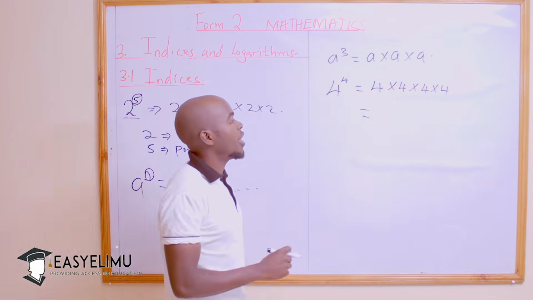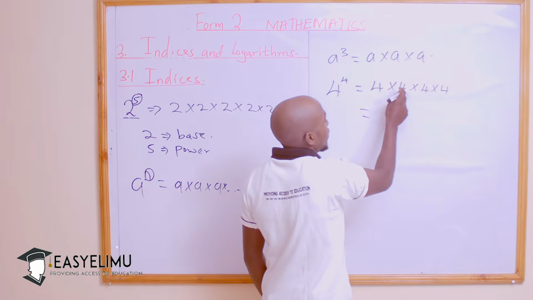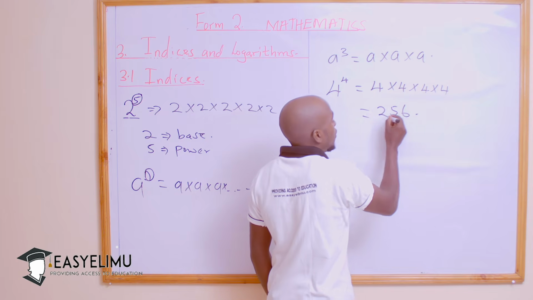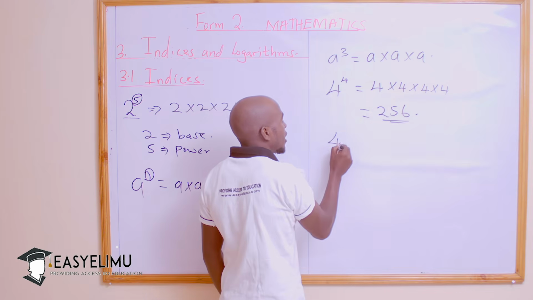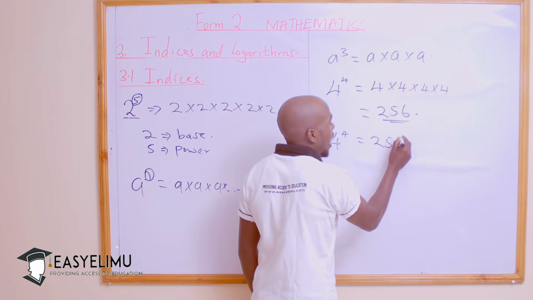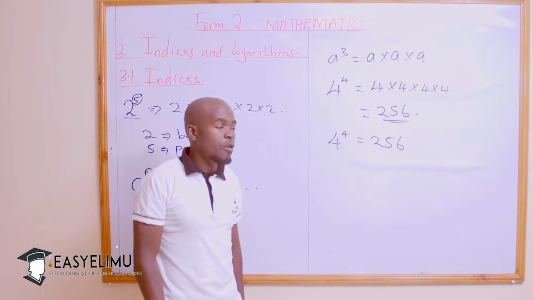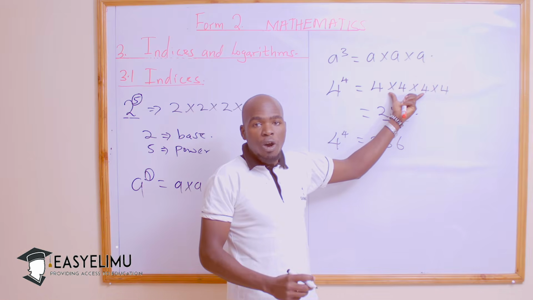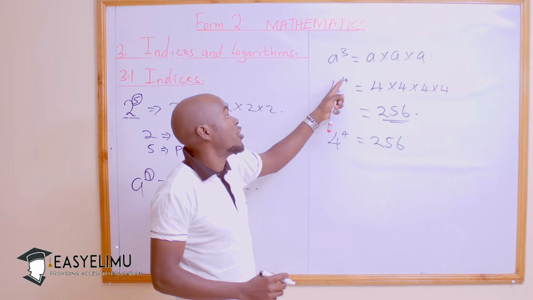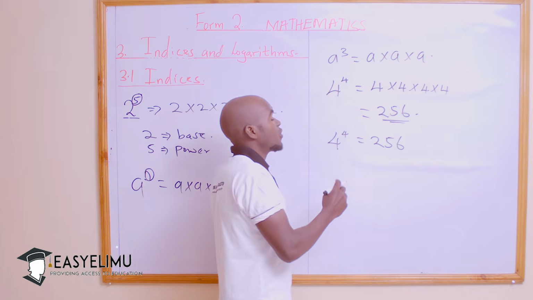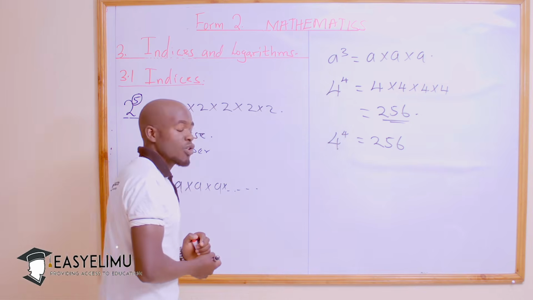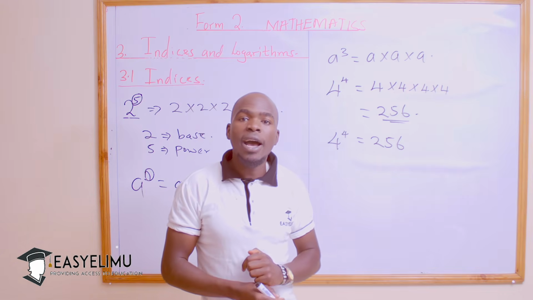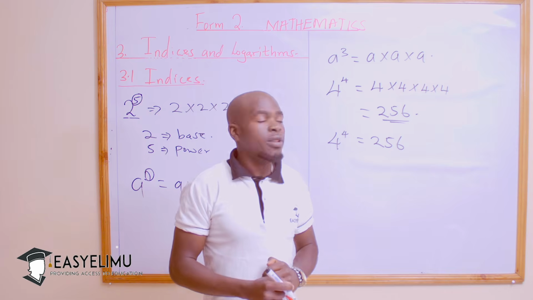And if you do that, the first product will give you 16, then 16 multiplied by 4 is 64, and 64 multiplied by 4 you will get 256. So meaning that 4 raised to 4 is giving you an answer of 256. So writing this one can be short written as 4 raised to 4. Now this is what we are referring to as indices, meaning that an index is the power to which any number is raised.